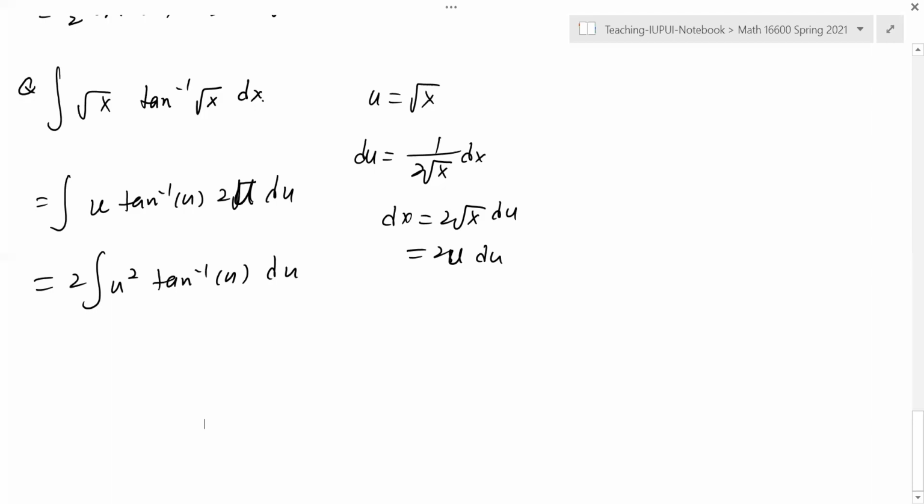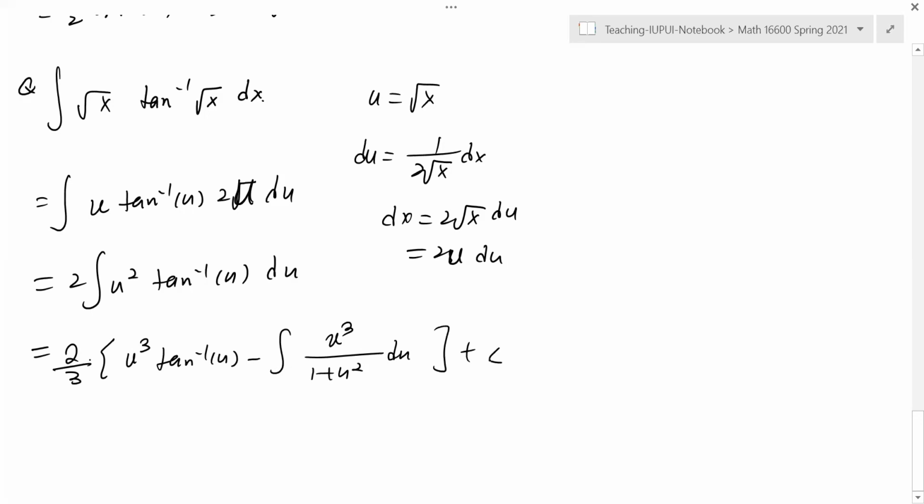Then you just write down the formula. The integral, n is 2, so it's n plus 1, which is 3, and u cubed over 1 plus u squared du. Now you face another problem. It will be u cubed over 1 plus u squared.